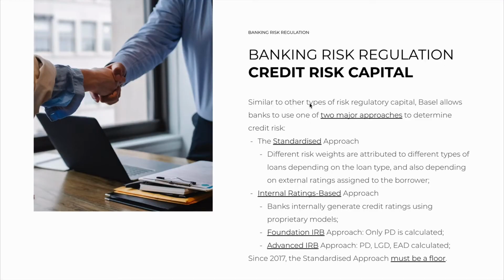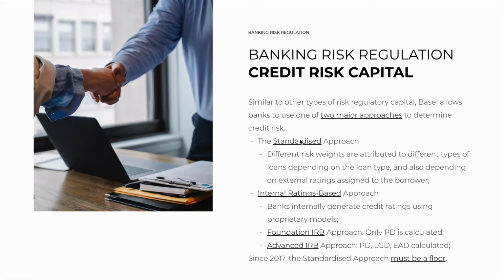Similarly to other types of risk, the Basel Accords allow a bank to use, in this case, one of two major approaches to determine their credit risk regulatory capital, where the internal ratings approach can be further split into two approaches. So I guess that we have three approaches in total. Let's start with the standardized approach.